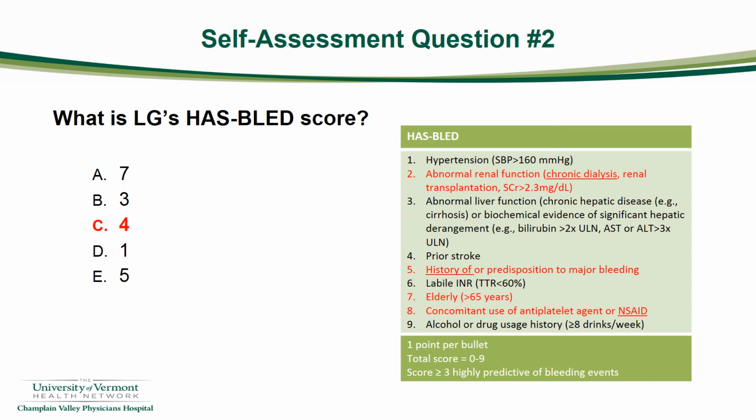And then he denied any alcohol or drug use, so he does not qualify for bullet point number 9 there. So again, his total score is going to be 4 on the HAS-BLED score. In one validation study, a score of 4 was associated with an 8.9% risk of bleeding and 8.7 bleeds per 100 patient years. So again, a score greater than 3 being highly predictive of bleeding events, he would qualify as having a high bleed risk according to his HAS-BLED score.